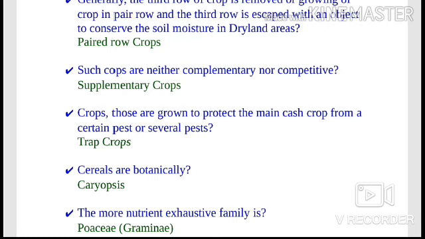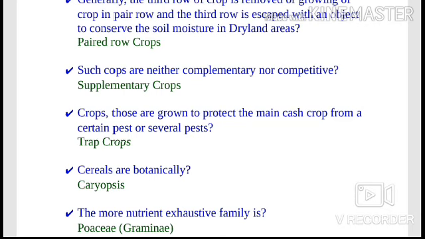Next point is, crops that are grown to protect the main cash crop from a certain pest or cereal pest are known as trap crops. Examples of trap crops are alfalfa planted in strips among the cotton to draw away bugs, while castor beans surround the field, or tobacco planted in strips among it to protect from the budworm Heliothis.